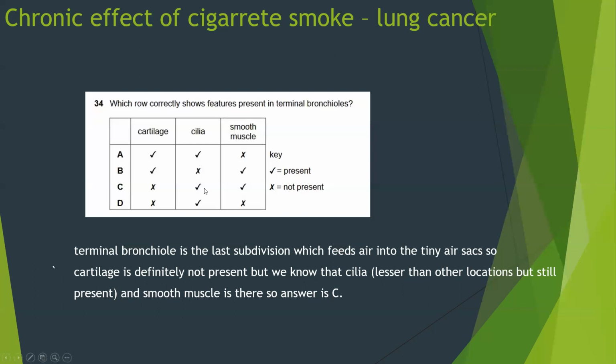And we know that cilia is present and smooth muscle is present. Smooth muscle must be present because it can contract to control the airflow into the alveoli. So D is wrong. And cilia is present in both respiratory and terminal bronchioles, but in respiratory bronchioles it is much lesser. So that'll be everything for the gas exchange chapter.